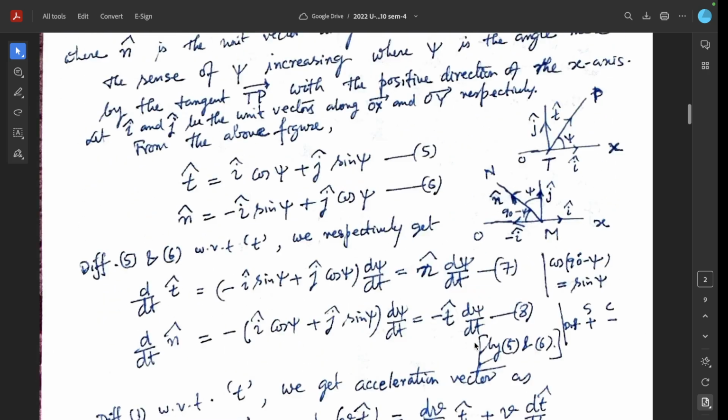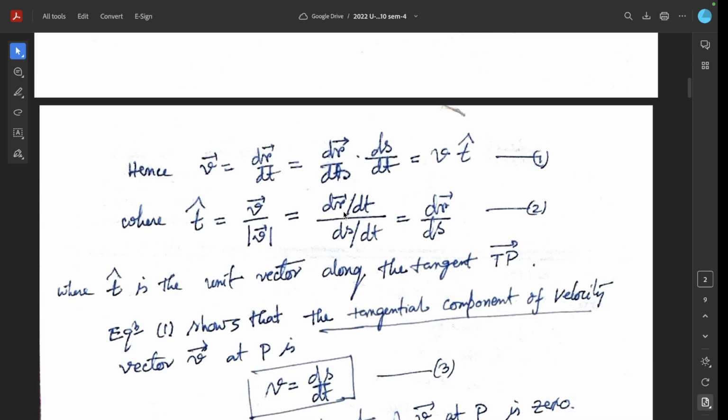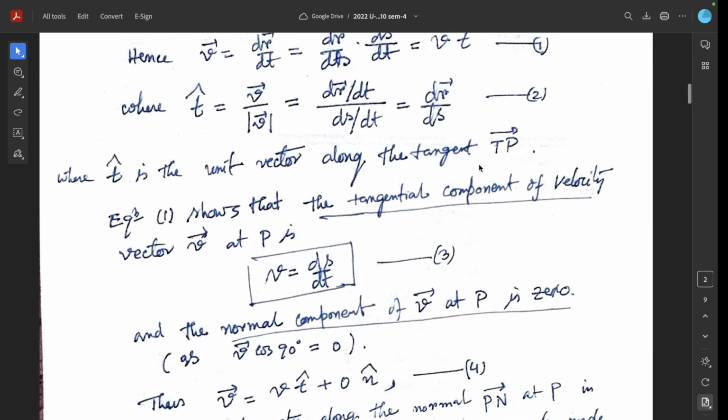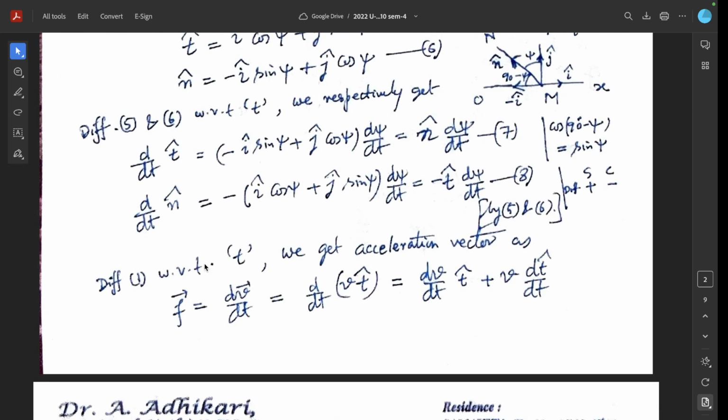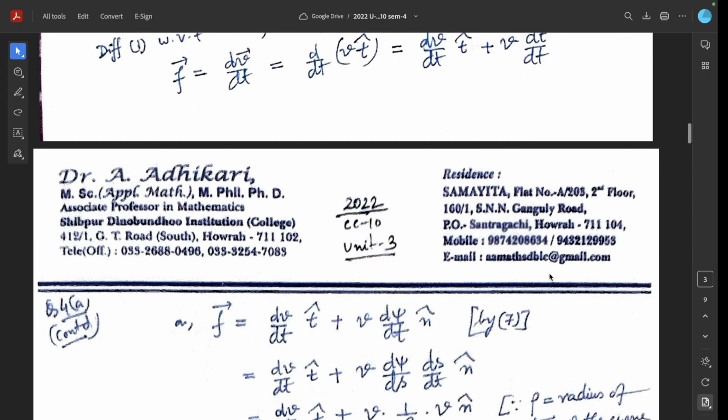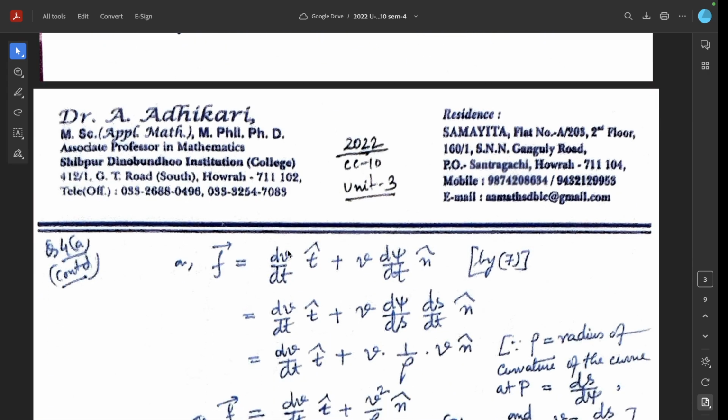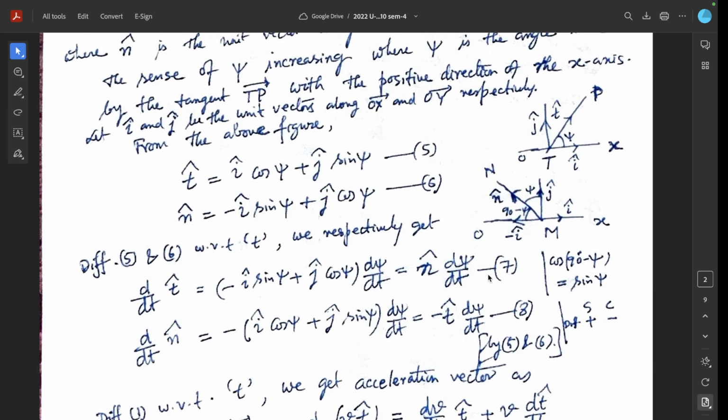Differentiating 1 with respect to t. Equation 1, this is the v vector equal to v into t cap. Differentiating 1 with respect to t, we get the acceleration vector f vector equal to the derivative of the v vector, that is the derivative of v into t cap. So this equals the derivative of v into t cap plus v into the derivative of t cap. This t is time, and this t cap is the unit vector along the tangent TP direction. So a vector equals the derivative of v into t cap plus v into the derivative of psi into n cap by 7. This is equation 7, the derivative of t cap equals n cap into the derivative of psi.